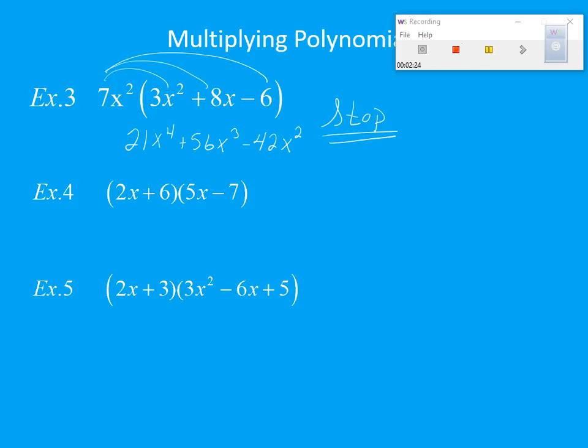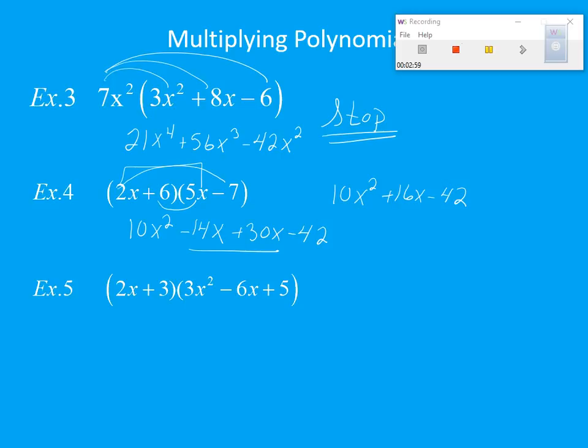I threw this one in there so I could review foiling with you. First, outer, inner, last. So I'm going to go 2x times 5x. I'm going to go 10x squared. Then I'm going to go 2x times negative 7 and get negative 14x. Then I'm going to go 6 times 5x and get positive 30x minus 42. Simplify your like terms, which will be your O and your I most of the time. So I've got 10x squared plus 16x minus 42.